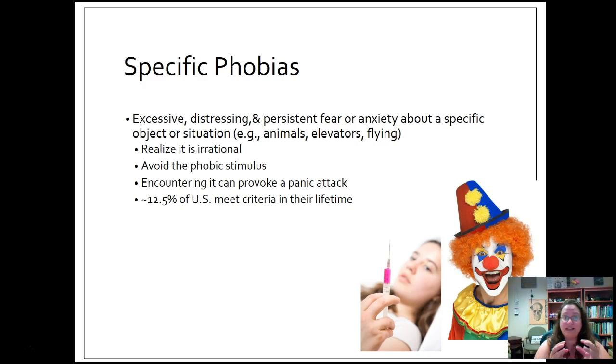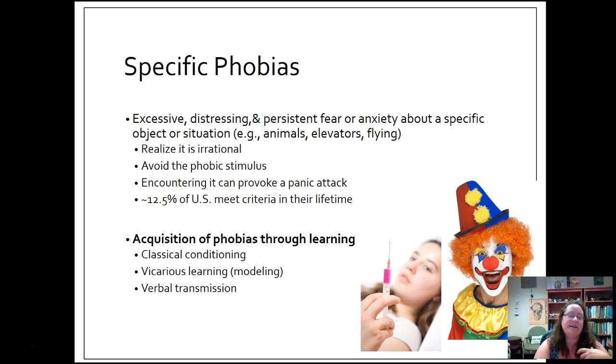So they don't want to get a shot, they don't want to fly on the airplane. And if they have to encounter it, it can cause a panic attack. So if you have a phobia of clowns and you happen to be in a haunted house and here pops out a clown, you can be triggered into a panic attack.